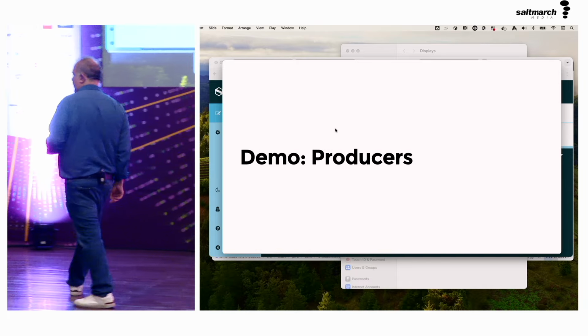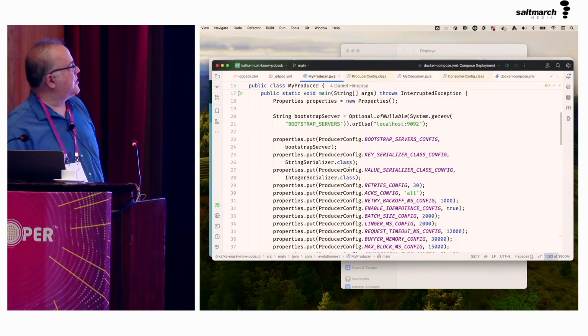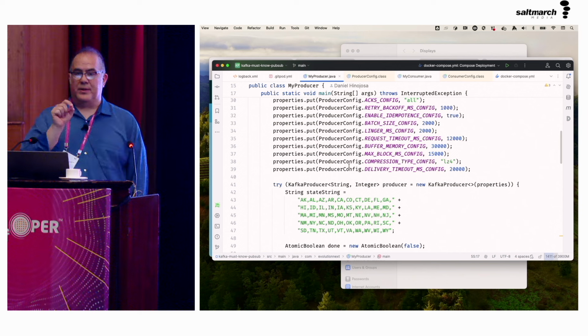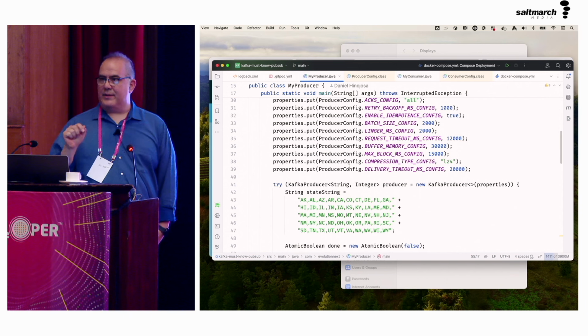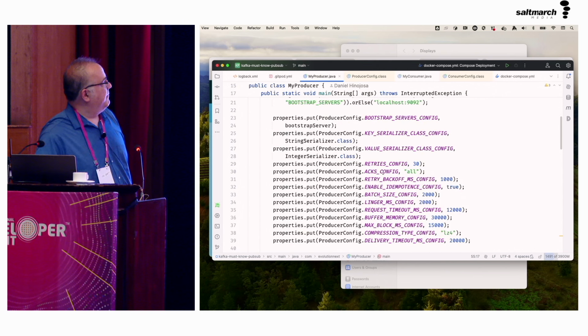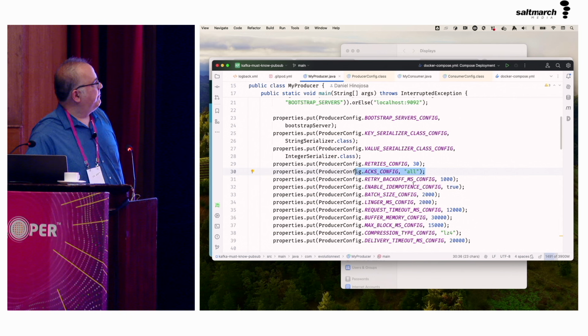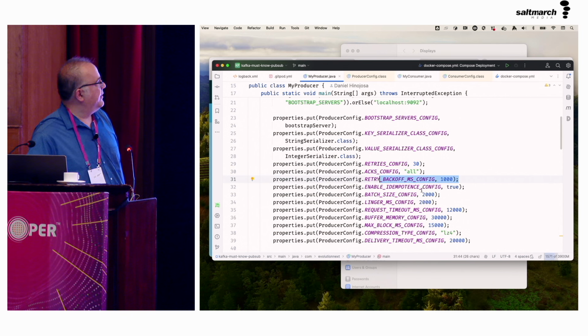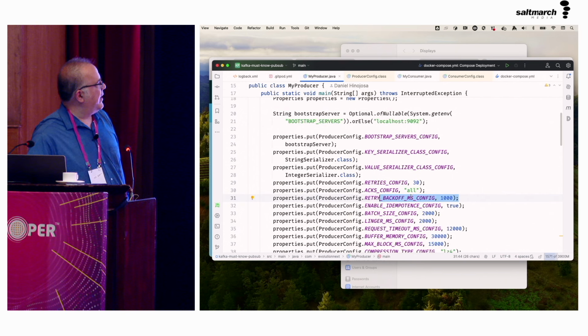Let's take a look at a producer and see how things work. And I'm going to get my old man glasses again, which makes my eyeballs really big. All right, and here we go. So what I have over here is the producer. I'll just talk about the salient parts, because I also want to cover what the consumer does as well. Here are the properties. I put a lot of properties on here. I'm going to set acks equal to all. I'm going to do a retry backoff, and I'll talk about some of these others if I do have time.